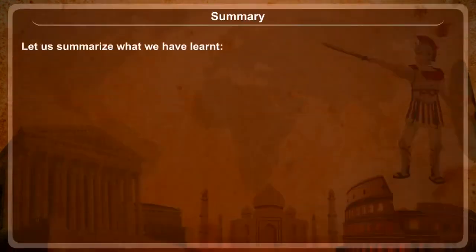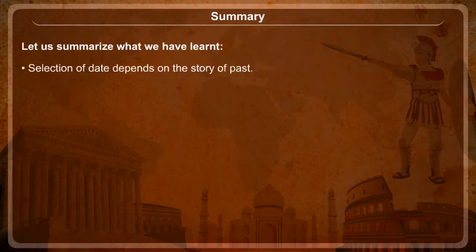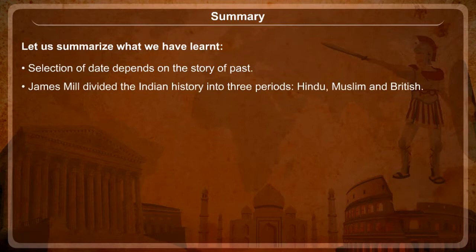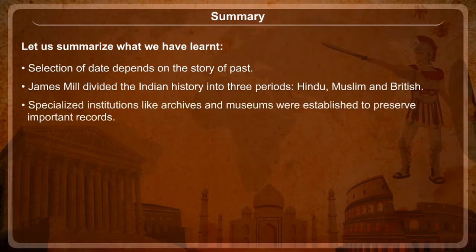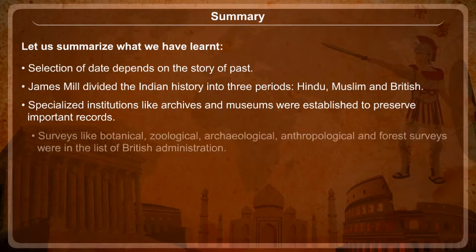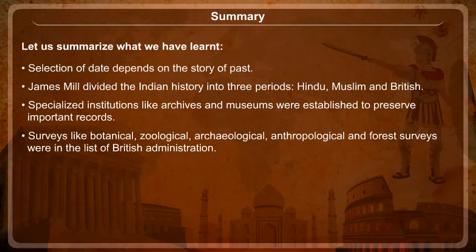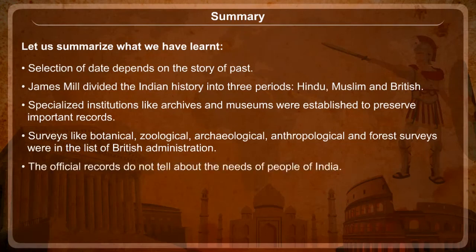Summary. Let us summarize what we have learned. Selection of date depends on the story of the past. James Mill divided Indian history into 3 periods: Hindu, Muslim and British. Specialized institutions like archives and museums were established to preserve important records. Surveys like botanical, zoological, archaeological, anthropological and forest surveys were on the list of British administration. The official records do not tell about the needs of the people of India.